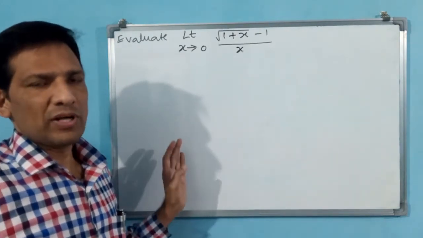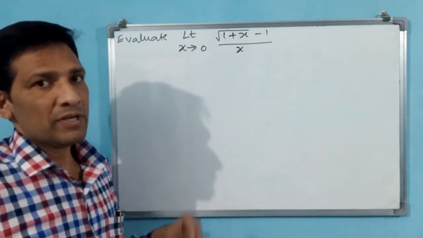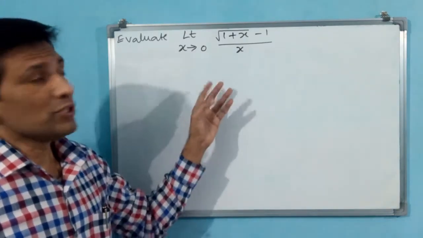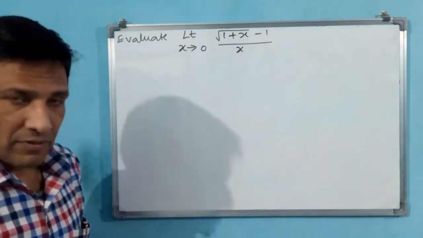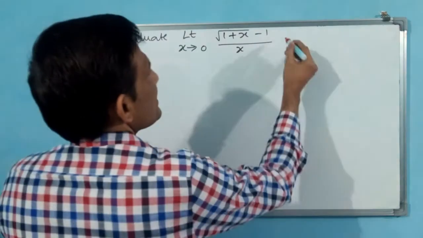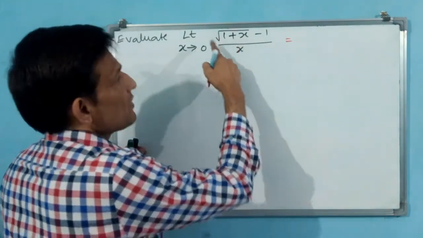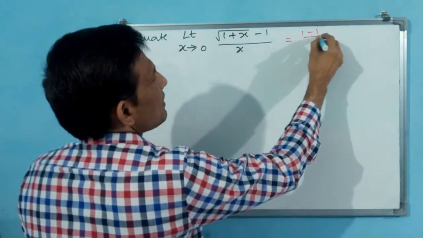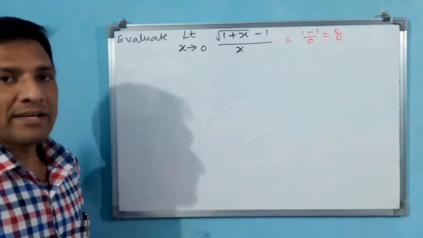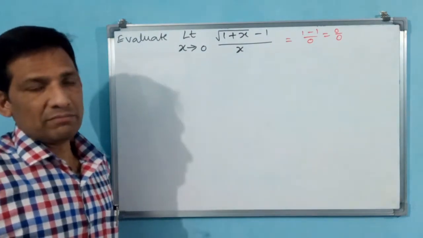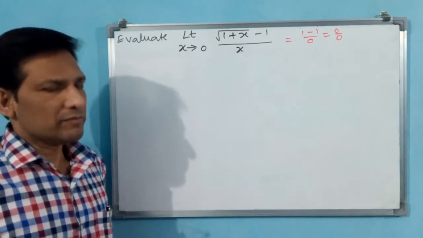See, in the last example also, if you substitute directly 1, 0 by 0 will come. That I have not told you. Forgotten. Here also, if you substitute 0 directly, 1 plus 0, see what will happen. 1 plus 0, sorry, 1. Square root of 1 is 1. 1 minus 1 by 0. 0 by 0 will come. We avoid this case 3. Then case 3 we have to make it in case 2 or case 1.